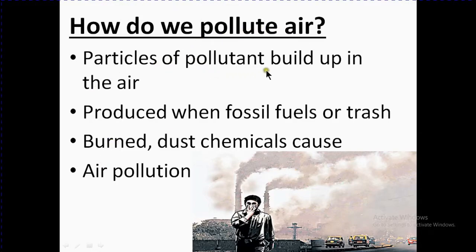How do we pollute air? Particles of pollutants build up in the air, produced when fossil fuels or trash are burned. Those chemicals cause air pollution. All kinds of factories give out smoke, and chimneys, and the smoke from cars gives off a lot of smoke outside, and the particles, chemicals and dust particles in the atmosphere pollute the air.